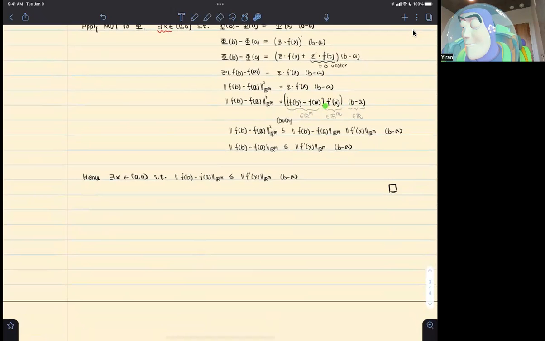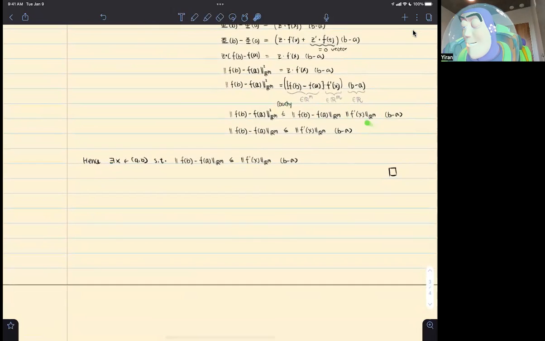And then notice that this is still an inner product, and we have a very famous inequality, the Schwarz inequality, which states that the inner product of two vectors is smaller or equal than the product of the norms of each vector. So here we have it is smaller or equal than the Euclidean norm of fb minus fa times the Euclidean norm of f prime of x times b minus a. And we canceled out one term of this, so this one disappears. Therefore, we obtain this final conclusion. We show that there exists x such that this inequality holds, and we finish our proof.